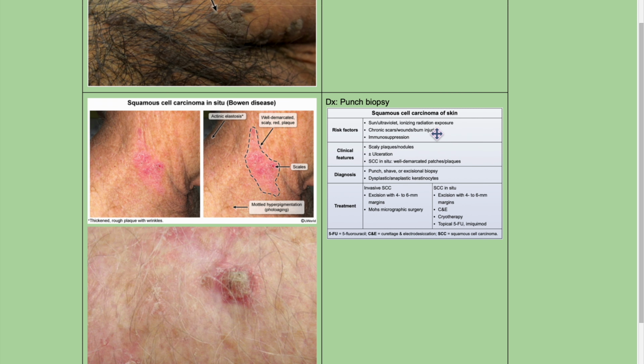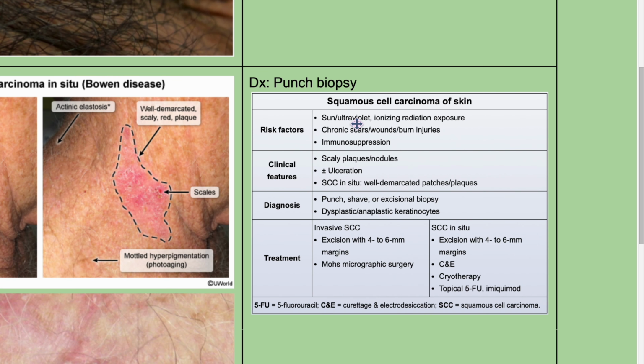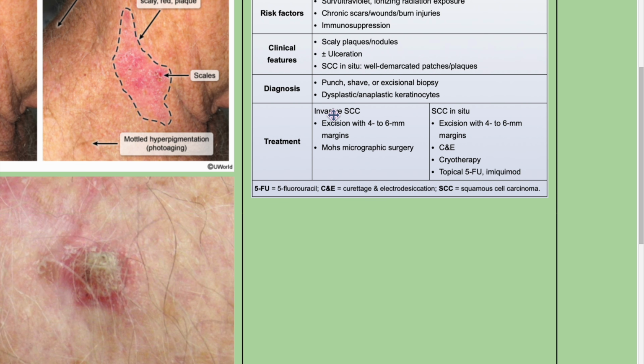Squamous cell carcinoma of the skin. Risk factors are sun, ultraviolet and ionizing radiation exposure, chronic scars, wounds, burn injuries, and immunosuppression. That's the important one. Clinical features are scaly plaques and nodules with or without ulceration, well demarcated patches and plaques. So, how do you diagnose it? You do a punch, shave, or excisional biopsy. Dysplastic keratinocytes, these things.